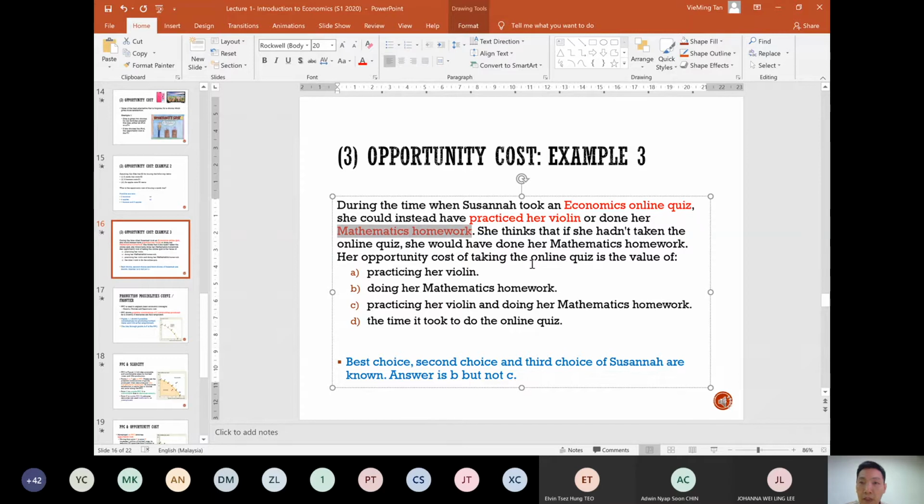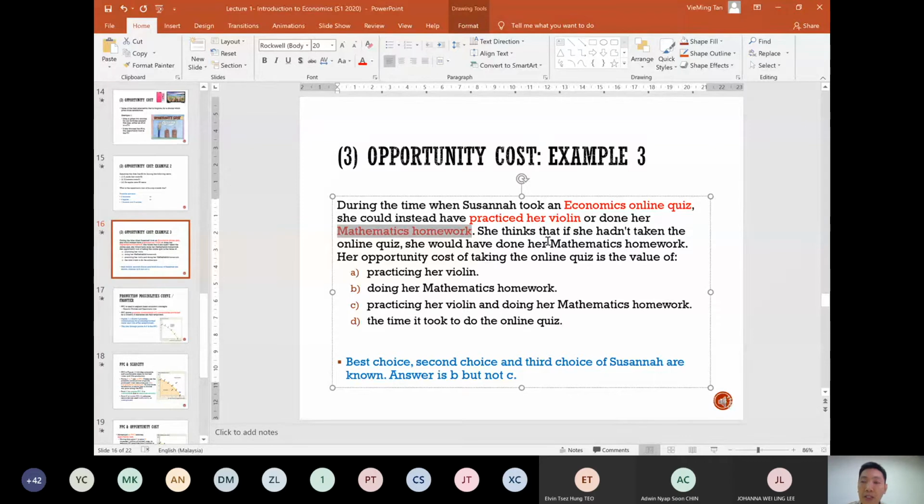Okay, if she has not taken the online quiz, she will have done okay. Her opportunity of taking the online quiz is the value of what? So what is the opportunity cost if she attempts the online quiz? Assume that among these 3 activities she chooses to attempt the economics online quiz. Then what is her opportunity cost?